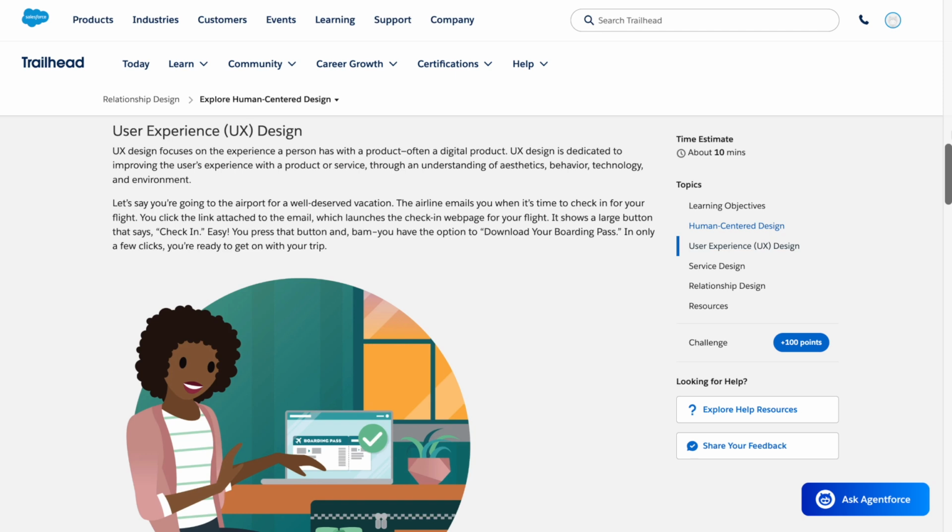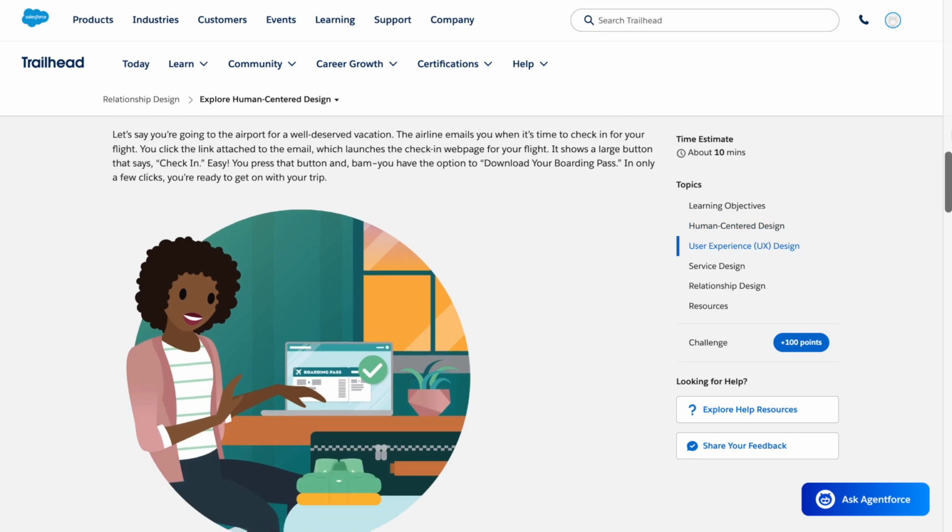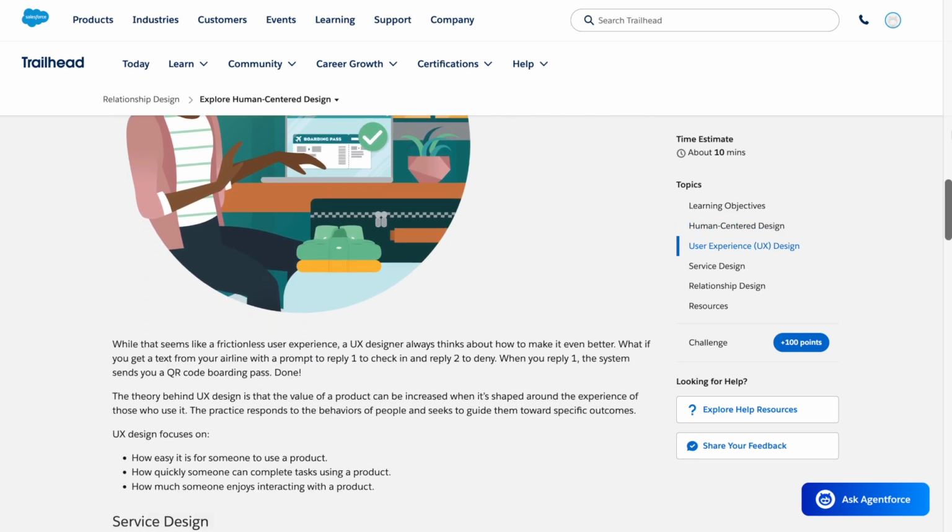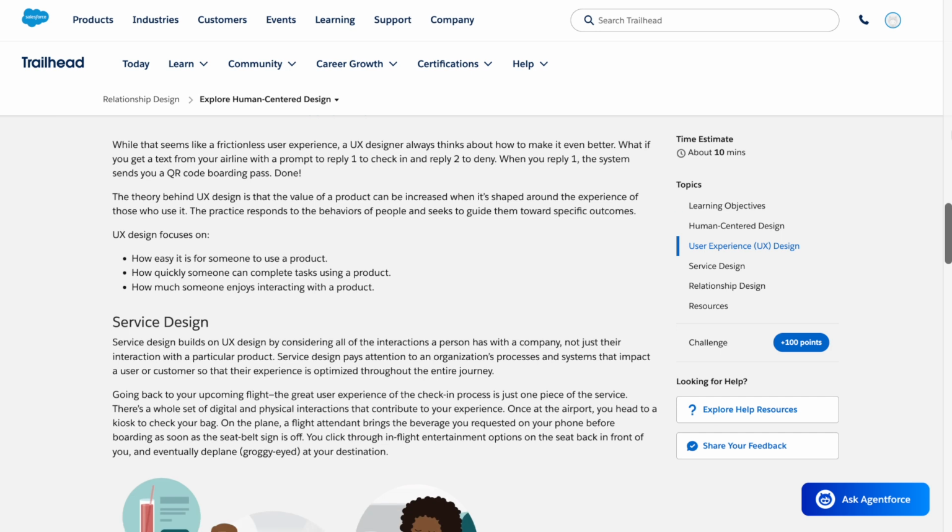It shows a large button that says Check In. Easy. You press that button and bam, you have the option to download your boarding pass. In only a few clicks, you're ready to get on with your trip. While that seems like a frictionless user experience, a UX designer always thinks about how to make it even better. What if you get a text from your airline with a prompt to reply 1 to check in and reply 2 to deny? When you reply 1, the system sends you a QR code boarding pass.